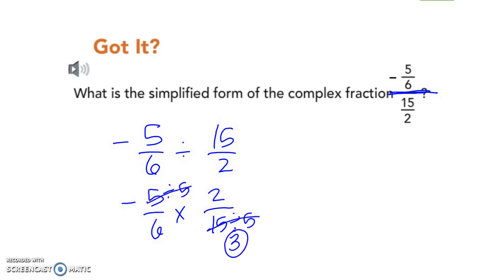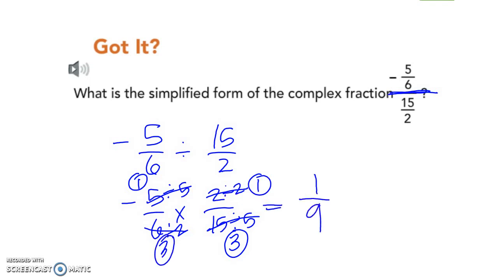3, 1, 2, and 3. So then 1 times 1 is 1, 3 times 3 is 9. And a negative times a positive is a negative. So we would get negative 1/9. Again, complex fractions, we just rewrite it as a dividing fractions problem and go from there.